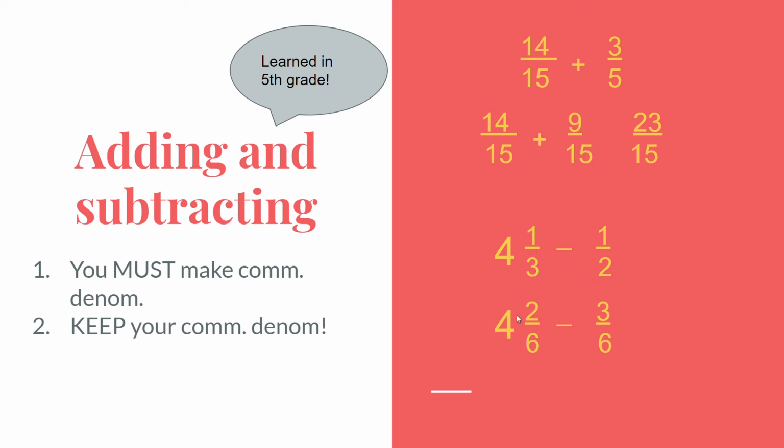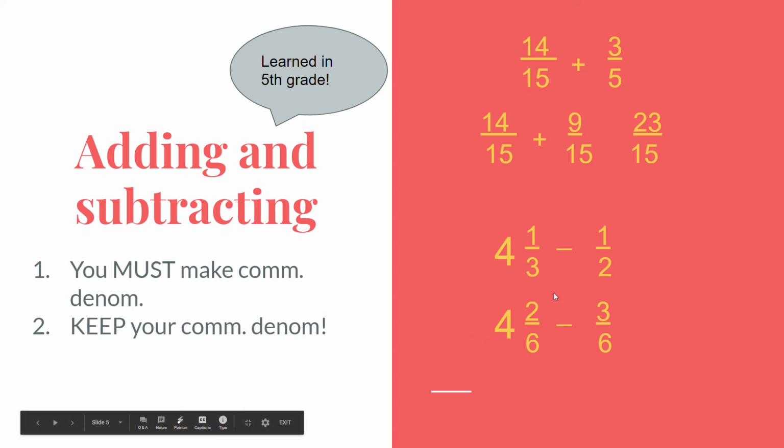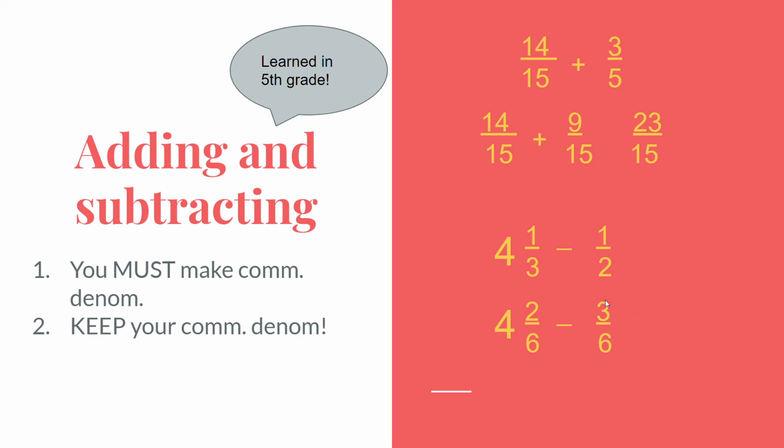Here, the common denominator will become 6. This is where it gets tricky. So 4 1/3 becomes 4 2/6, but I can't do 2/6 take away 3/6. If I have 2 of something, I can't give away 3 of them because I don't have 3 of them. So there are 2 options here. There's our equivalent fraction, our mixed number that I would take.